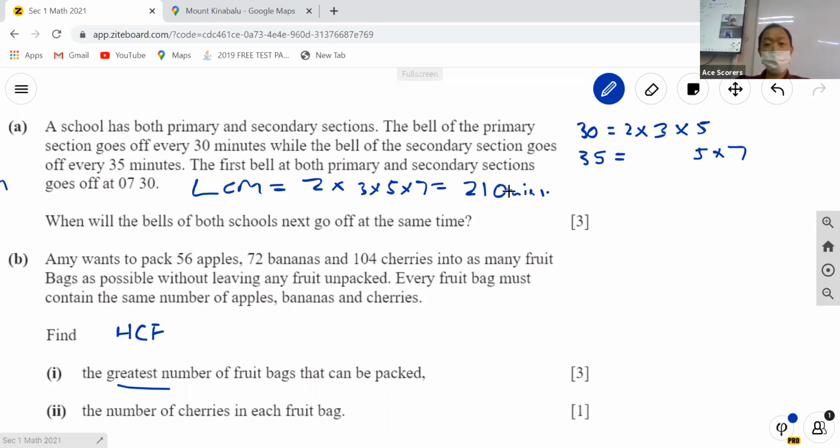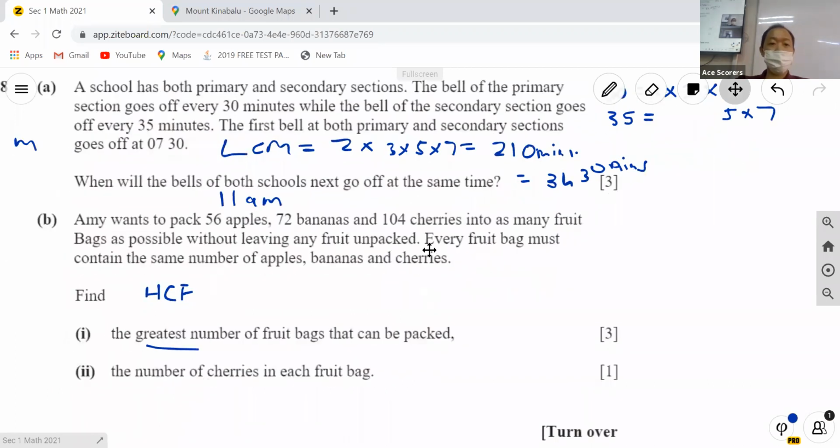So 210 minutes later, how many hours later is that? This is 210 divided by 60, which is 3 hours and 30 minutes. So it's 3 hours and 30 minutes later. From 7:30, 3 hours 30 minutes later will be 11 a.m. Do you get 11 a.m.? Yeah, very good. Next one. It's fine, just use the LCM method.